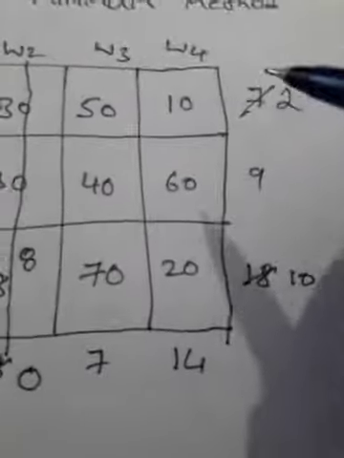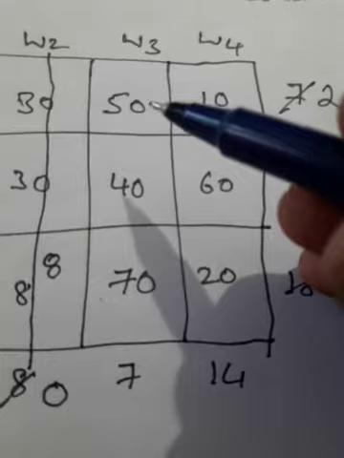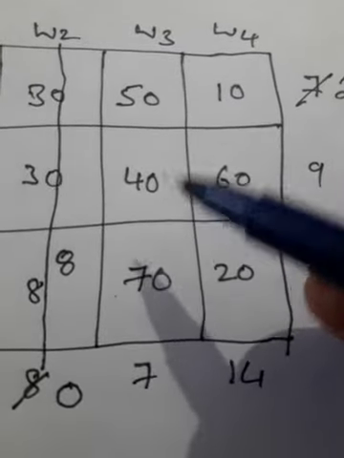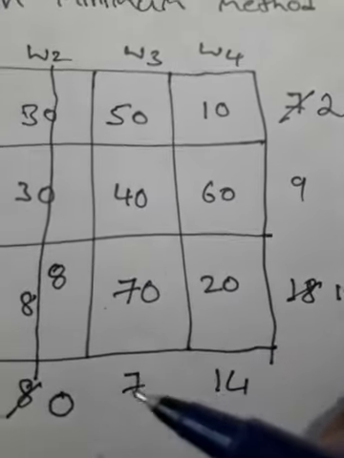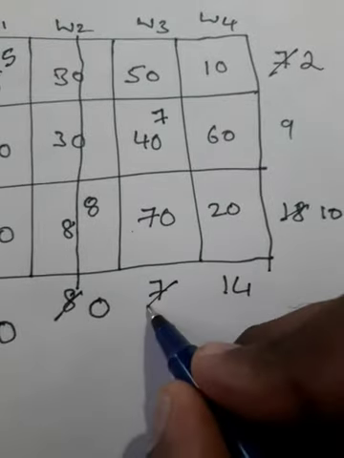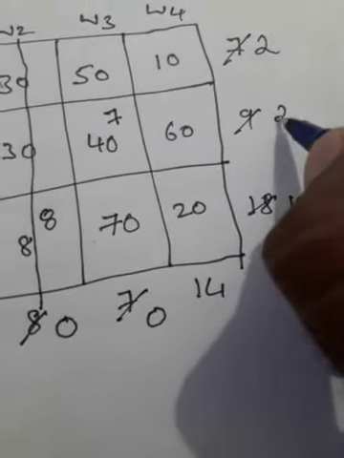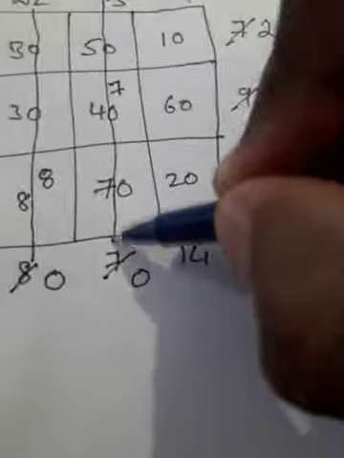Now go for warehouse 3 and warehouse 4. In the warehouse 3 column, the values are 50, 40, 70, and the minimum value is 40. This cell has to be allocated first. This warehouse requires 7 units, and factory 2 has a capacity of 9 units, so we can supply all 7. Here it is now left with 0, here it is left with 2, so this warehouse is now 0.